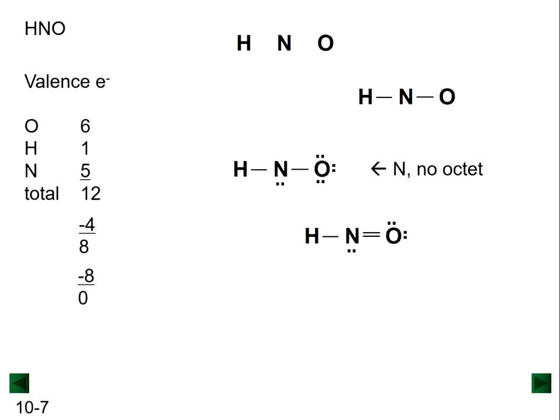And of course, that gives us the nitroxyl molecule having this structure. If we look, every atom now has an octet, with hydrogen with its 2 electrons.